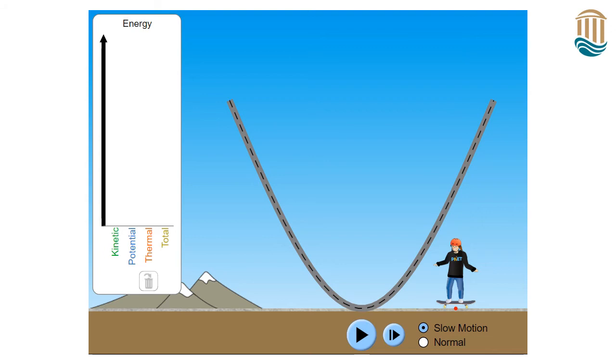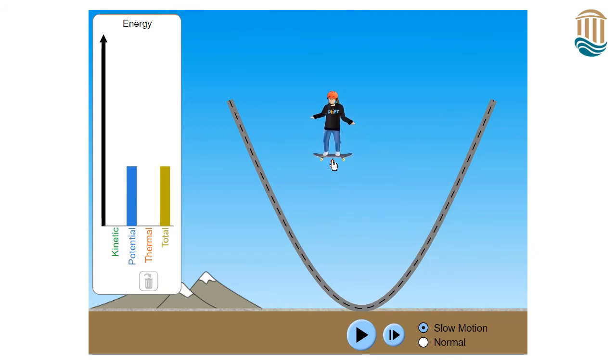Let's take a look at an example using this new technique. In the simulation, we have a skater. If I bring the skater up to a height, I'm giving him potential energy. The higher he is, the more potential energy he has. These bar charts will show the amount of potential energy and kinetic energy, as well as the total energy, the two of them added together.